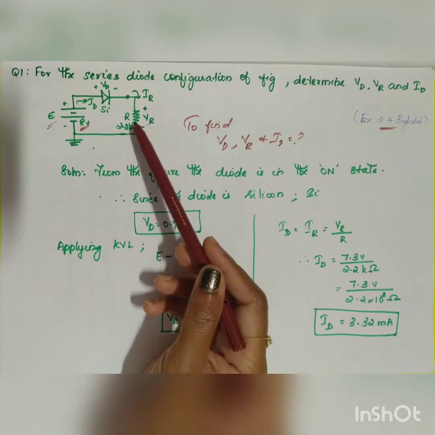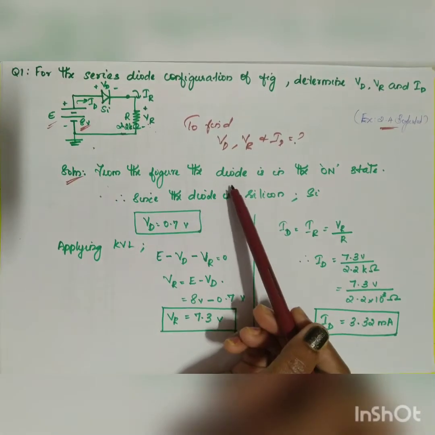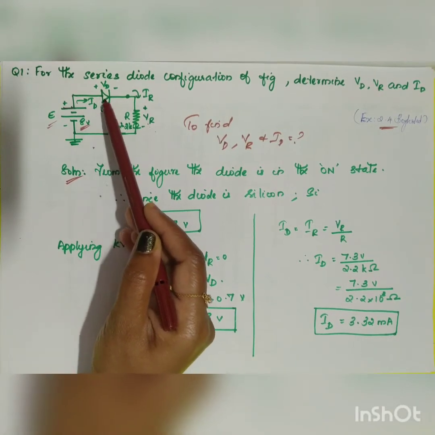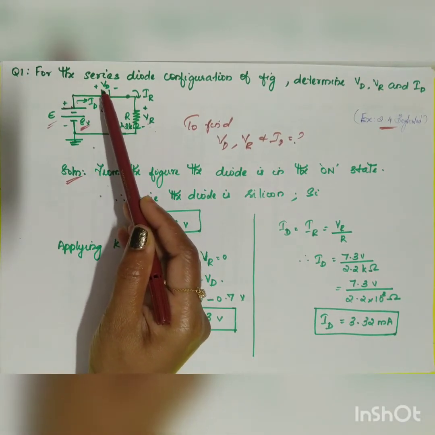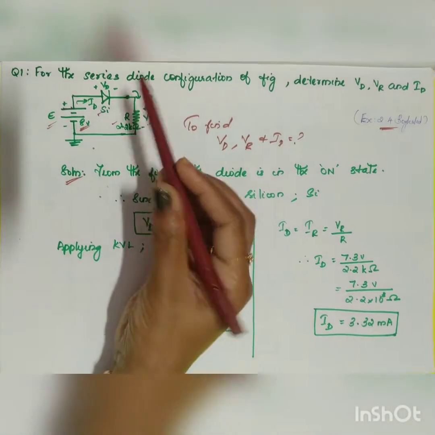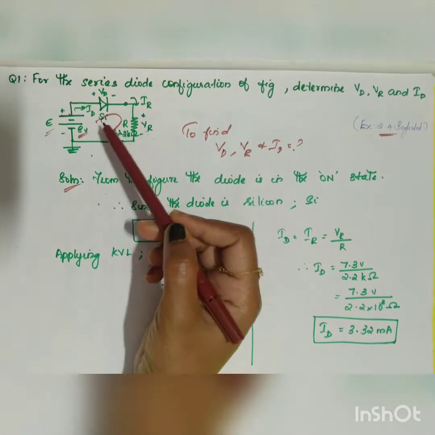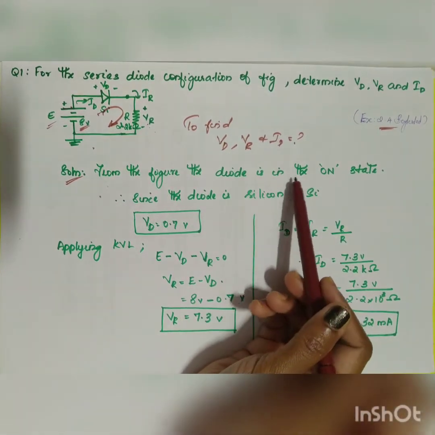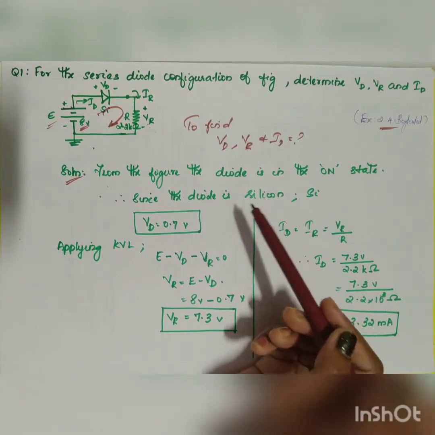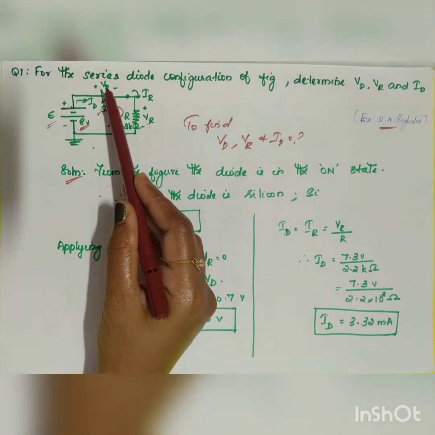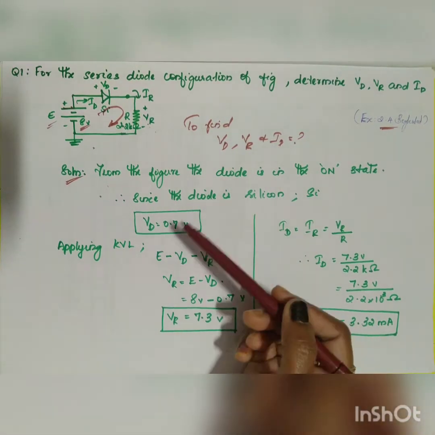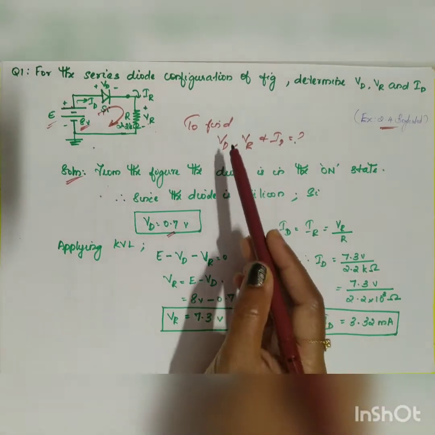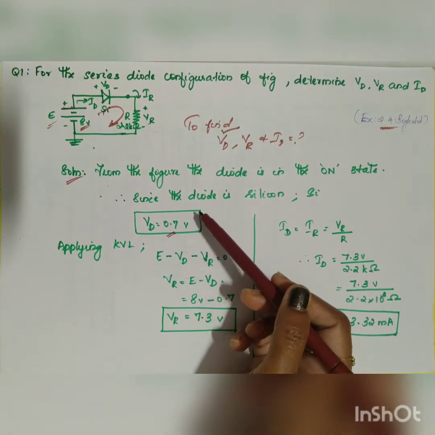Okay, so from the figure solution, the diode is in the on state. Here it is positive, here also it is positive, so your diode is forward bias and it acts as a closed switch. So this will be your current flow, and the clue given in your question is that it is a silicon diode. Since the diode is silicon, what will be your value for VD? The cut-in voltage, diode voltage will be equal to 0.7 volt. So the first parameter we have found out: VD is equal to 0.7 volt.